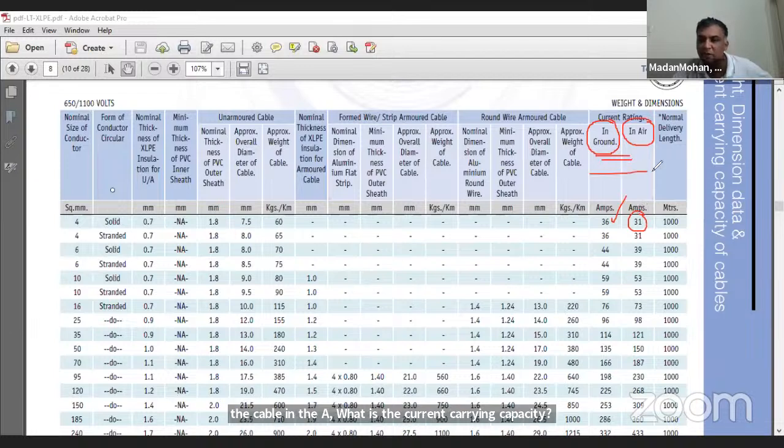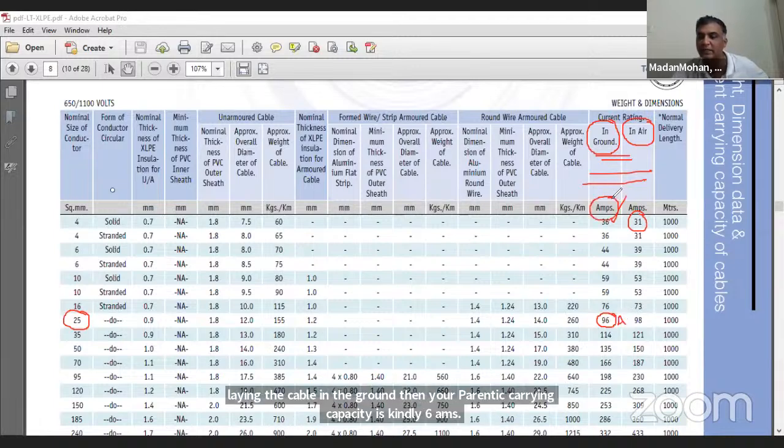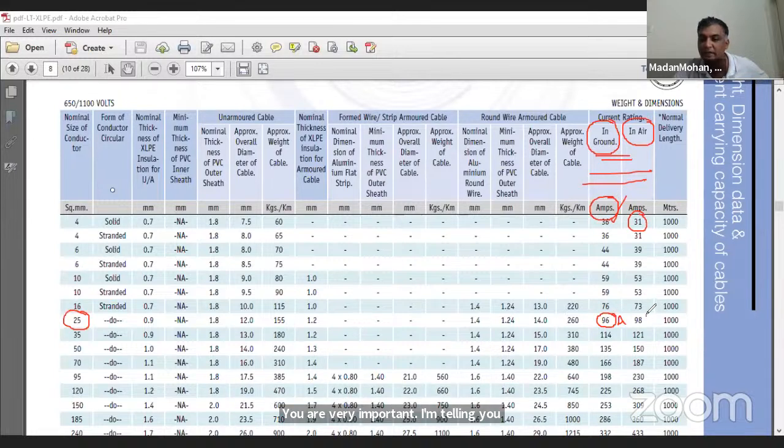Okay, so this is called current carrying capacity of the cable, based on the cross-sectional area of the conductor. If it is a 25 square mm conductor and you are laying the cable in the ground, then your current carrying capacity is 96 amps. Units are very important, I'm telling you again. 96 amps. If you are laying the cable above the ground, then it will be 98 amps.